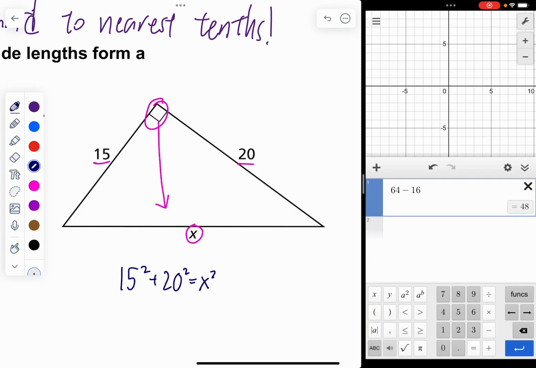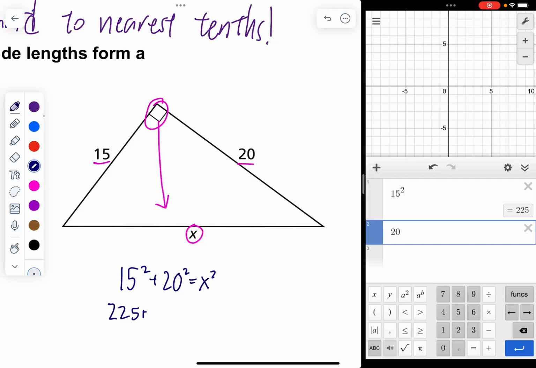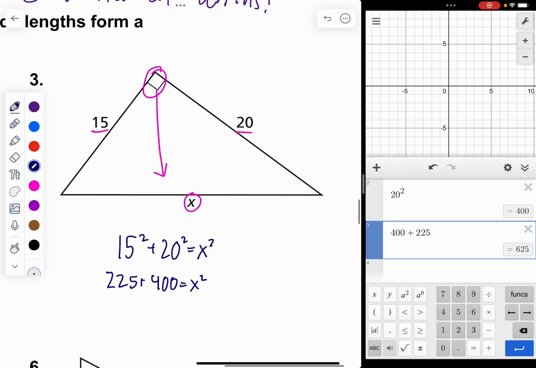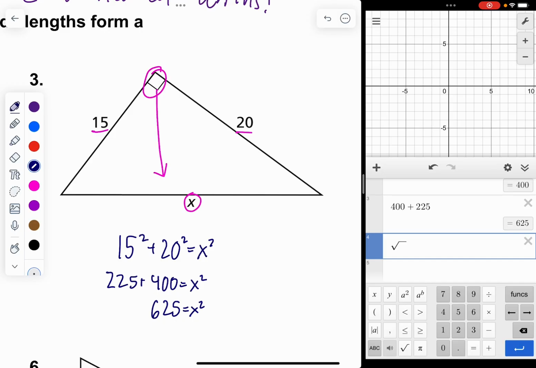And clear the calculator out so we can do this problem right over here. 15 squared, 225. 20 squared, that should be 400. Yep. 400 plus 225, 625. Take the square root of 625, and we get, this should actually be an integer, 25.